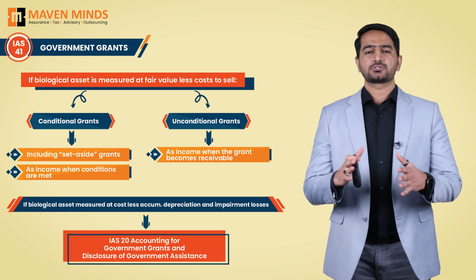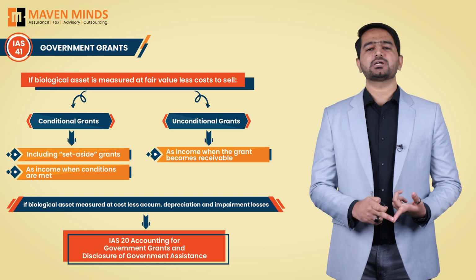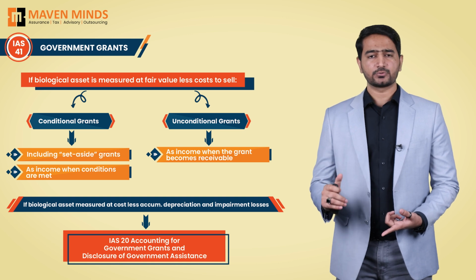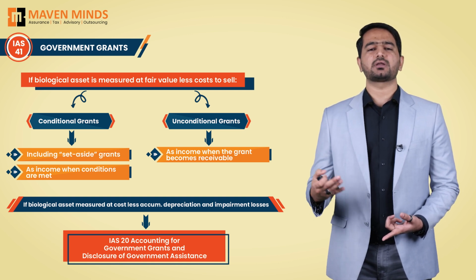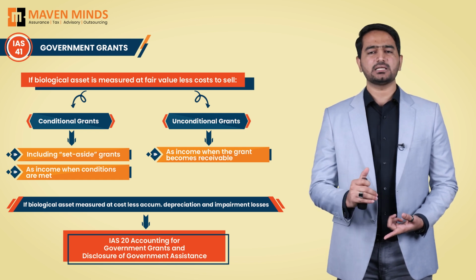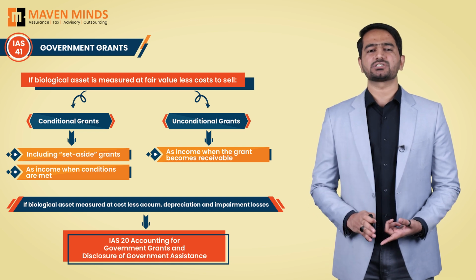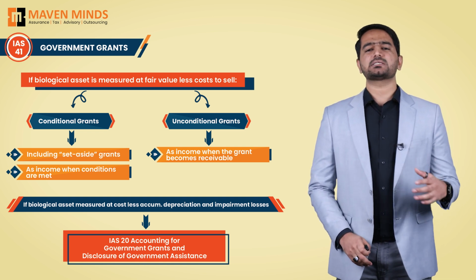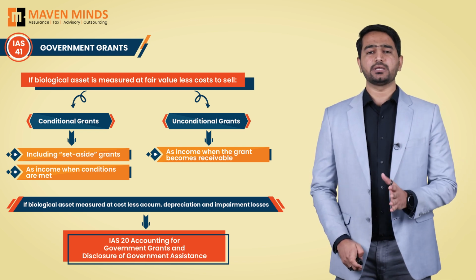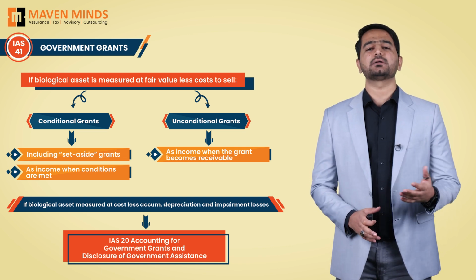So let's quickly summarize what we have covered. If biological assets are measured at fair value less cost to sell, conditional grants are recognized as income only when conditions attached to the grants are fulfilled, whereas unconditional grants are recognized as income as soon as the grant becomes receivable, with no additional conditions required. And if the biological assets are measured at cost instead of fair value, then you would follow IAS 20, not IAS 41. That wraps up our discussion on government grants under IAS 41.